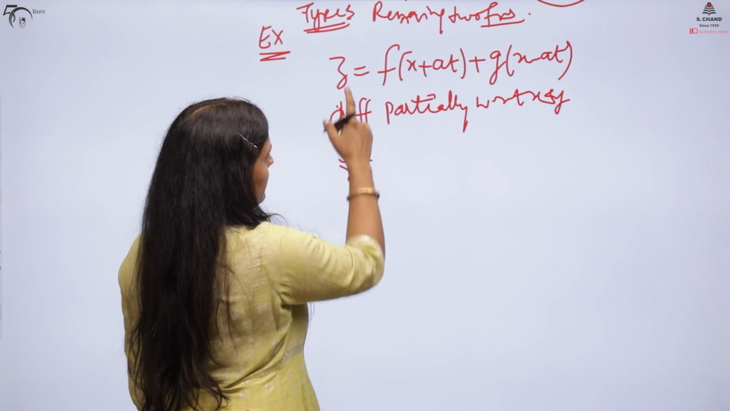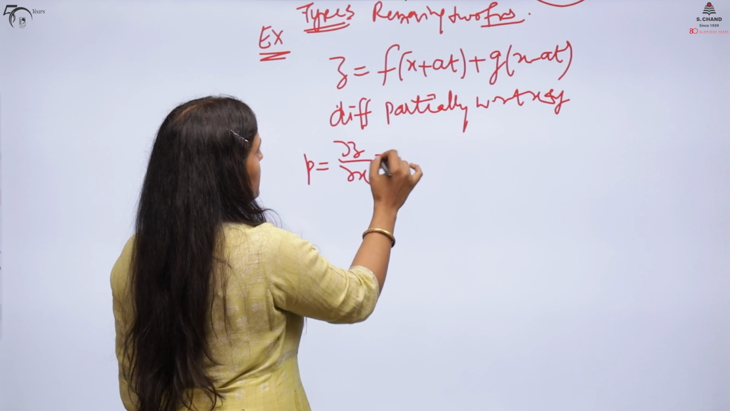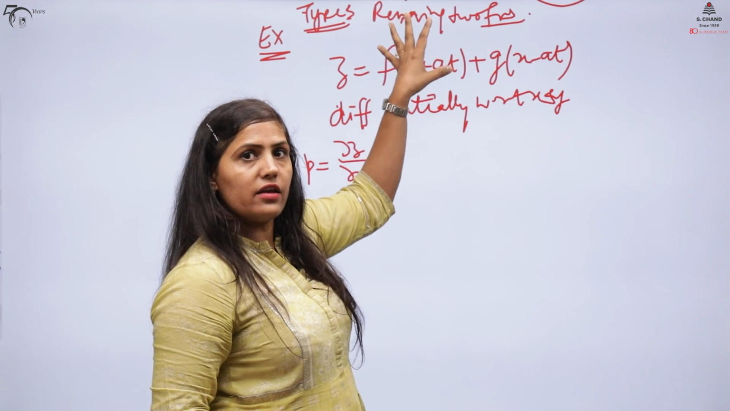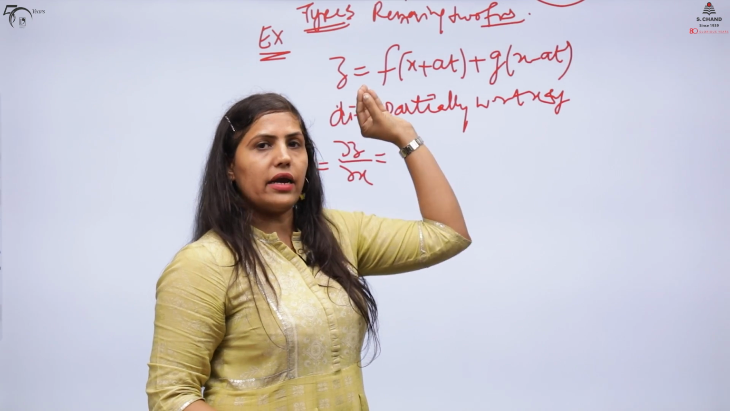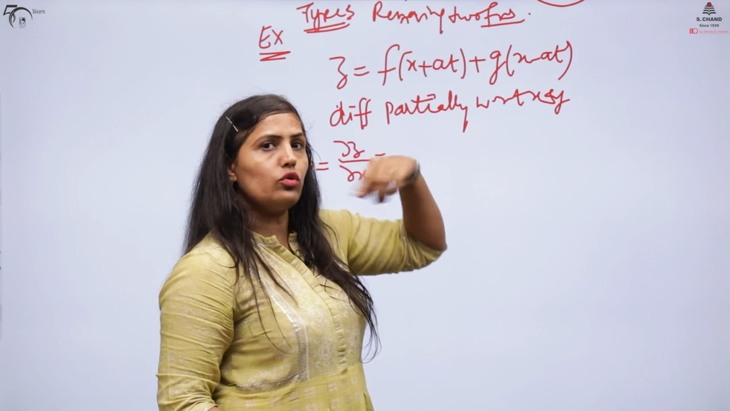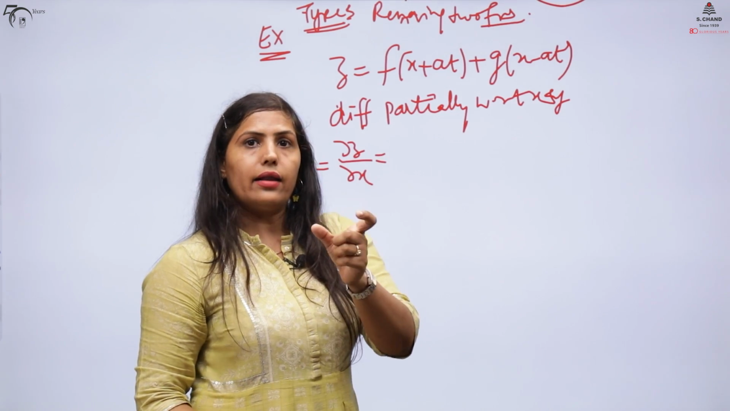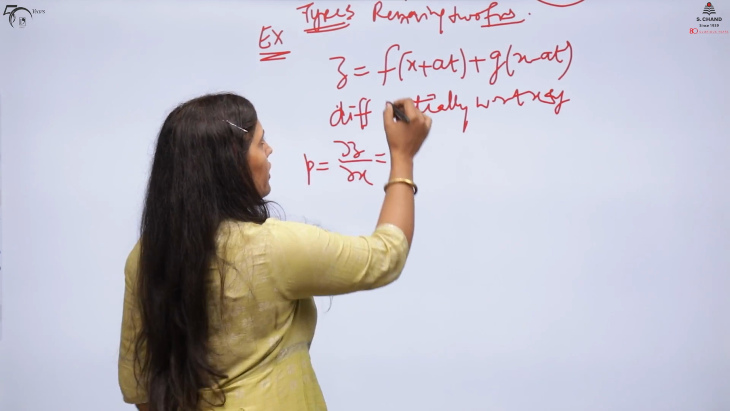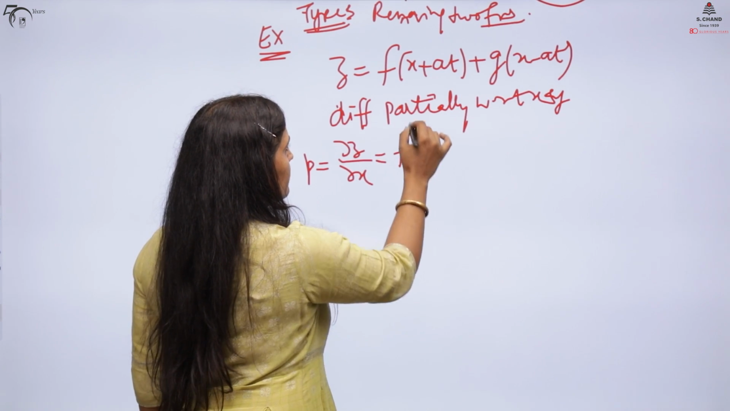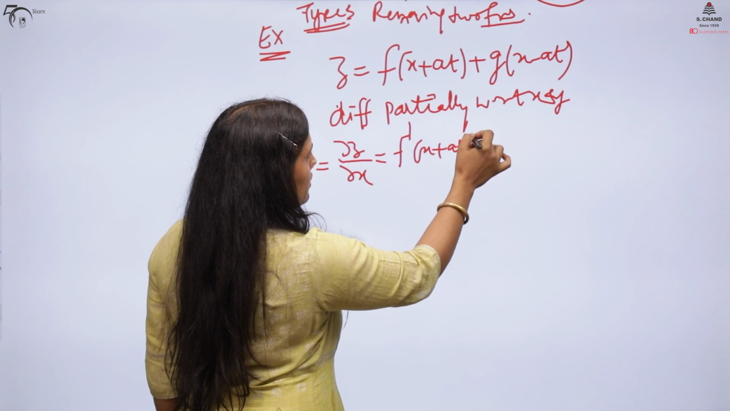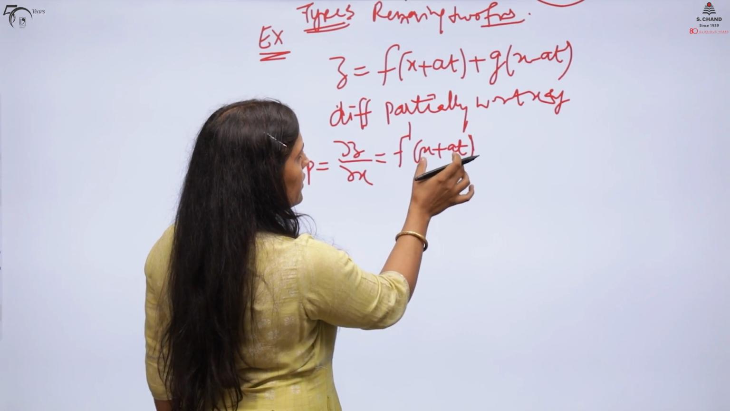What basic equation will we get? This is del z by del x and we have called it p. Now, this is a function and the variable is x plus at. It means, suppose you have sin t instead of this, how will you take the derivative? First you will take the sin t derivative, then the angle derivative. The same you will do here: first the function derivative, and then whatever you have inside, you will take the derivative.